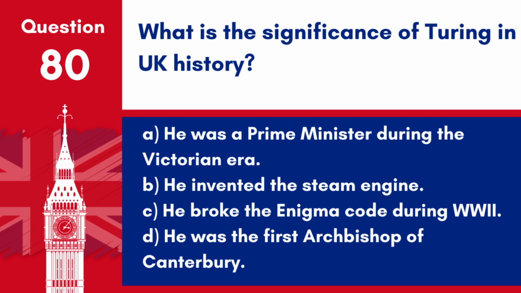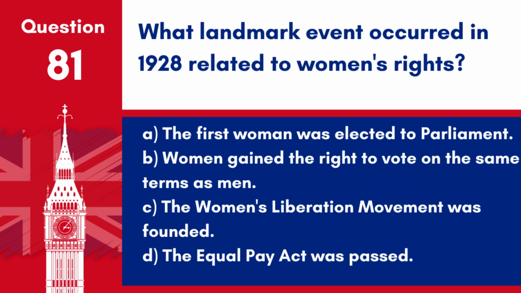Question 80. What is the significance of Turing in UK history? A. He was a Prime Minister during the Victorian era. B. He invented the steam engine. C. He broke the Enigma code during World War II. D. He was the first Archbishop of Canterbury. Answer: C. He broke the Enigma code during World War II. Alan Turing was a mathematician and computer scientist who played a crucial role in breaking the German Enigma code during World War II.